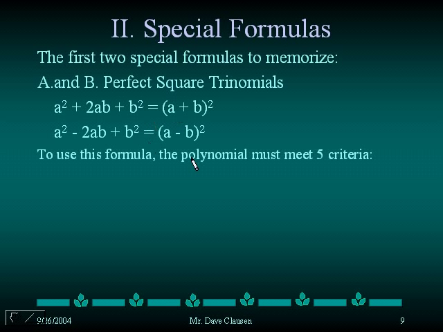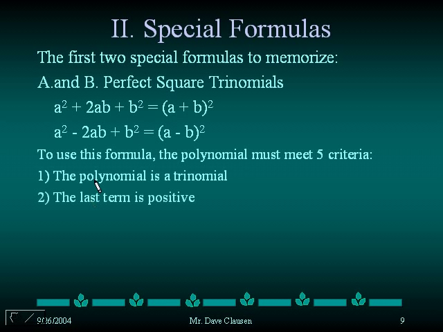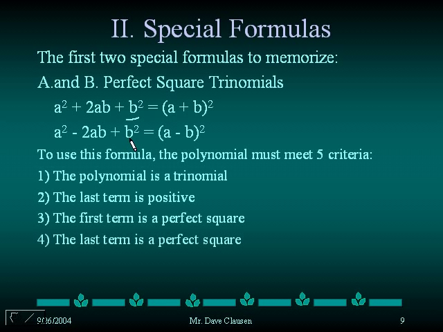Now there's 5 criteria we should look for. 5 things to determine if it's a perfect square trinomial. First, obviously, to be a perfect square trinomial, it must be a trinomial. Second, the last term needs to be a positive number. Third, the first term needs to be a perfect square. Fourth, the last term needs to be a perfect square.